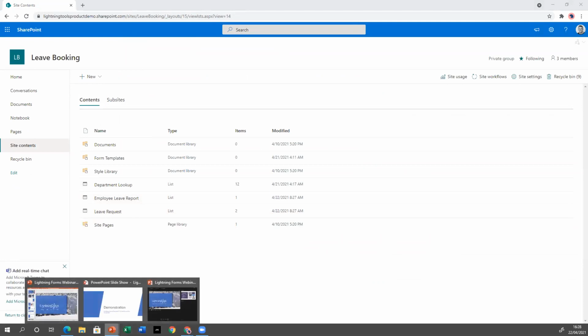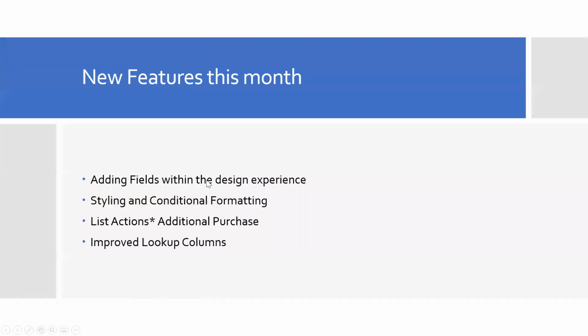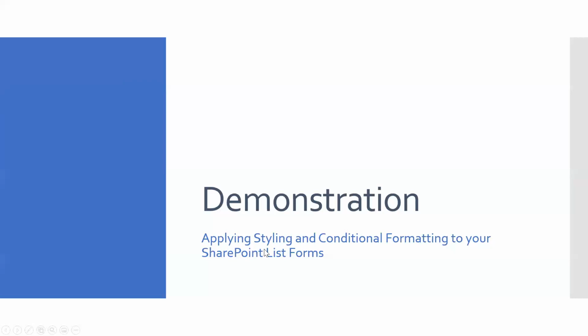All right, so that's how to build the form, but we've got some new features to explore. One of them is adding fields with a new design experience. So you've just seen that one. That's where we added the additional calculated field. We've got the styling and conditional formatting to look at, and also the list actions and improved lookup columns as well. So let's jump back in and apply some style and conditional formatting to our SharePoint list forms.